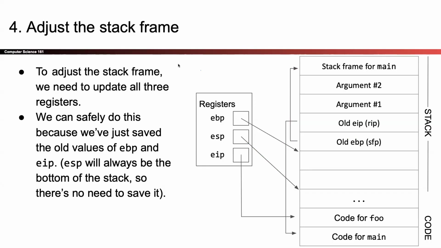I don't know how far ESP should go downwards. How far should it go down? The compiler figures that out. There's got to be enough space for the arguments. You've got to go down for the arguments, for the RIP, for the SFP, and for any local variables. So you just keep going down, so you've got enough space for all the things that have to be in there, and then you're good. That's the compiler's job to keep track of that.